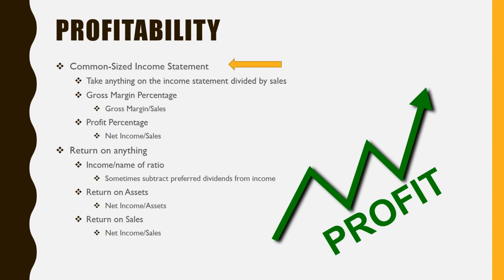Profitability. What you can do on an income statement is a common sized income statement, which just means you take everything as a percent of sales. So you see what your gross margin percentage or gross profit, or if you try to put them together, you have gross margin. Your gross margin percentage is that divided by sales. Profit percentage is your profit divided by sales.